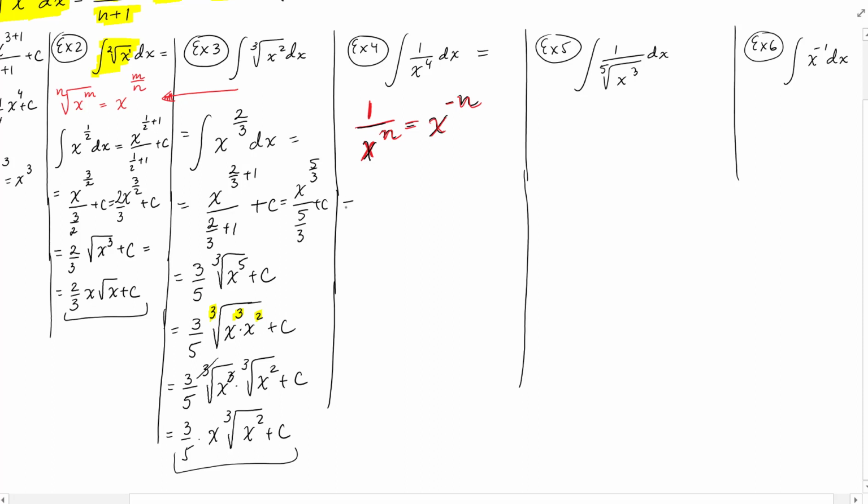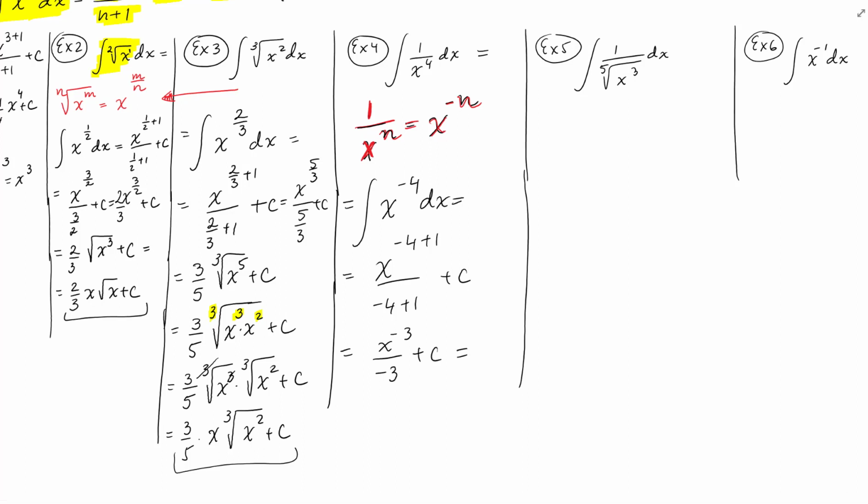So the problem becomes the integral of x to negative 4 dx, and we just apply the formula: x to negative 4 plus 1 over negative 4 plus 1 plus a constant. This gives us x to negative 3 over negative 3, and we are going to arrange it a little bit. The problem started with positive exponents, so we are going to move it back into negative 1 over 3x to the third plus c.